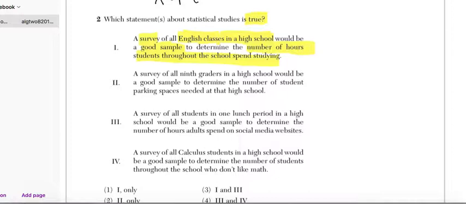We picked a random class that includes all grade levels, right? And they're talking about how much time they spend studying in all their classes, right? So this is a good sample. So I'm going to put 1 as a viable option. But it's a statement, so it could be more than 1.